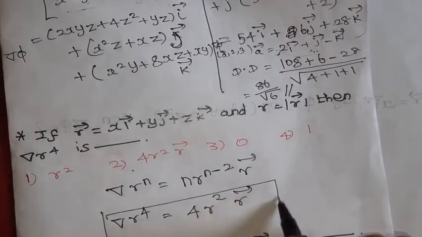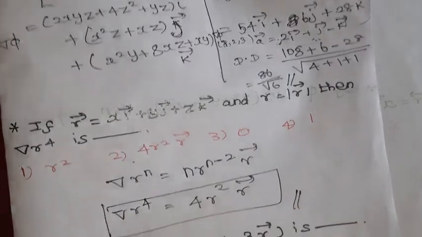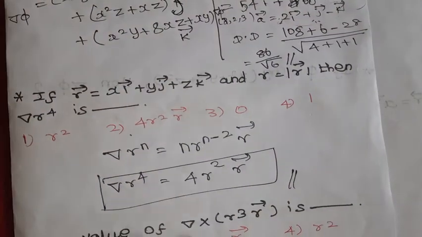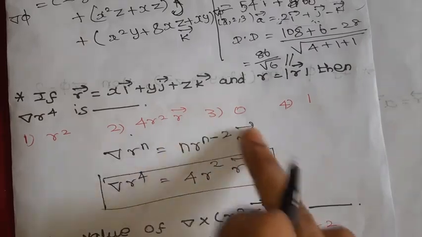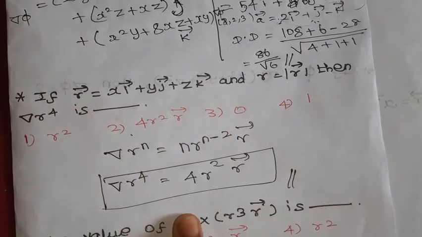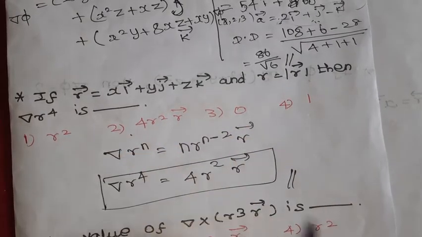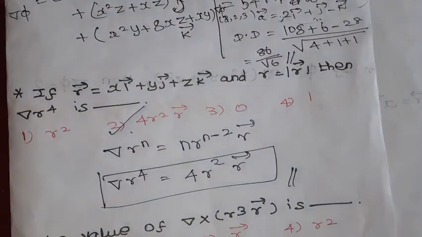So I am not going to solve it now. Okay, this is a proven one. We have solved it already. So del r power n equals n r power n minus 2 into r vector. So just substitute the n value here. So 4 r squared into r vector. Option 2 is the right option.